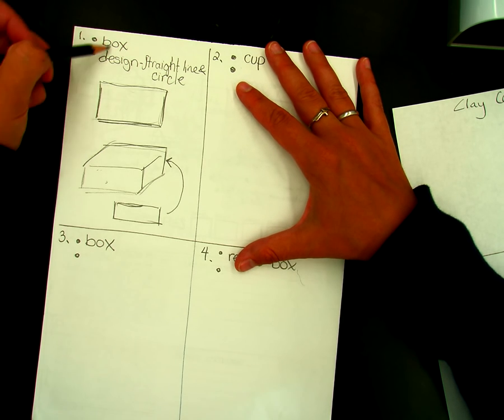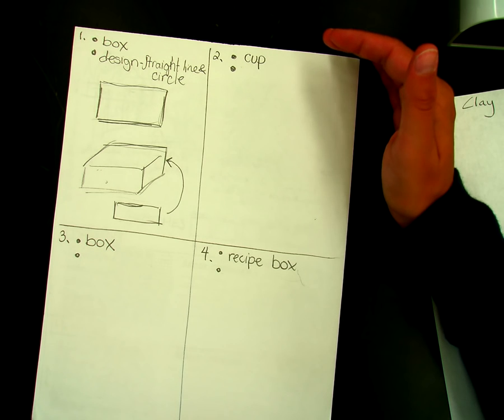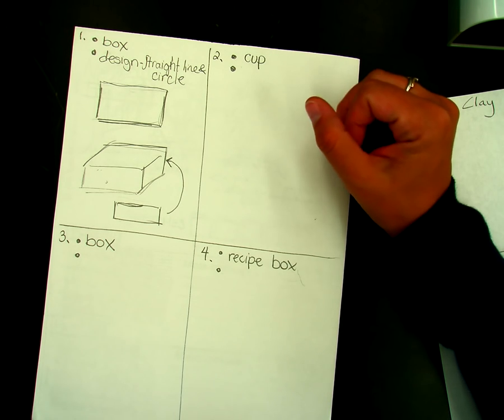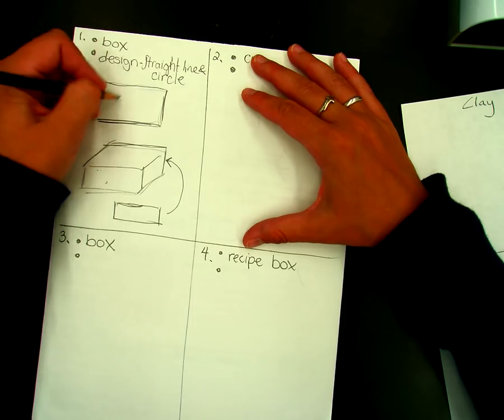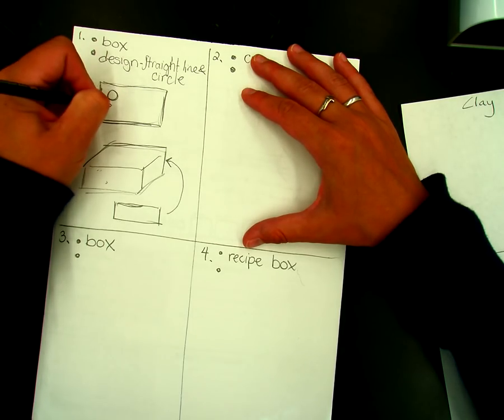So first I'm showing how is it this container? How is it a box in this particular case? Then I'm thinking, okay, what does this design look like?